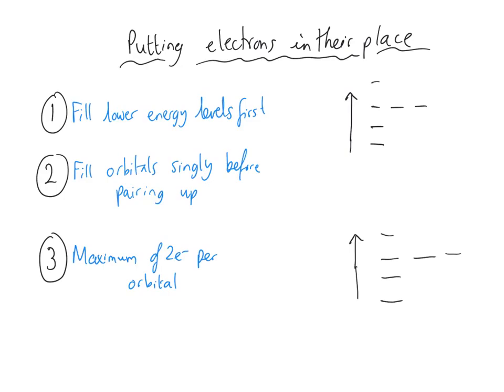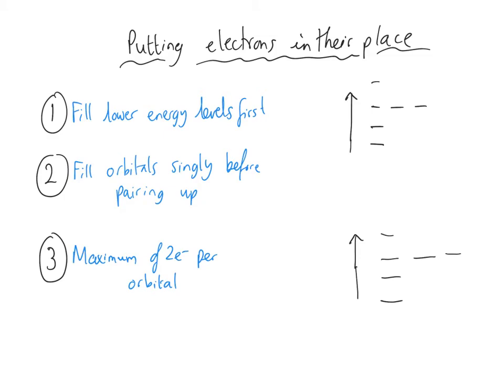Now let's have a look at how we put electrons into their places around the nucleus of an atom. There are 3 rules here. Mostly there are 2 rules, but I've called it 3. The first rule is that you must always fill the lower energy levels first, because the lower energy levels are more stable, and that's where the electrons will go. The second rule is that when you're putting electrons into orbitals, you fill them singly before you pair them up, so you put them in one at a time. And then rule 3, which is just a reminder, is that you put 2 electrons into an orbital and then it is full.